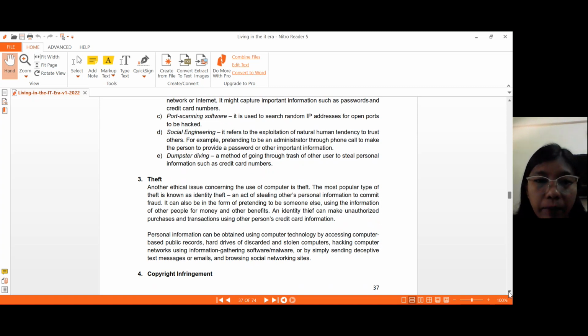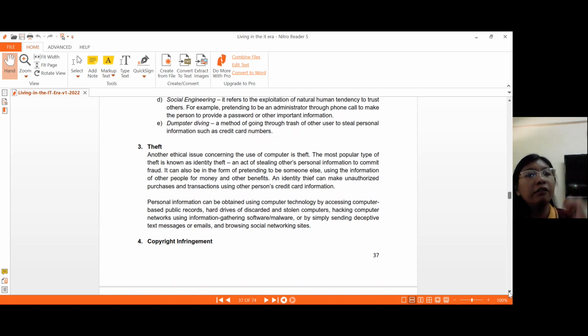And then dumpster diving, a method of going through trash or other users' things to steal personal information such as credit card numbers. Okay, number 3, theft. Another ethical issue concerning the use of computers is theft. Ito na, yung sinasabi ko sa inyo na ang theft ay hindi lang yung shoplifting, hindi lang pagnanakaw sa inyong bahay, pero ang theft, as long as digital age is concerned, ay malawak pa yan.